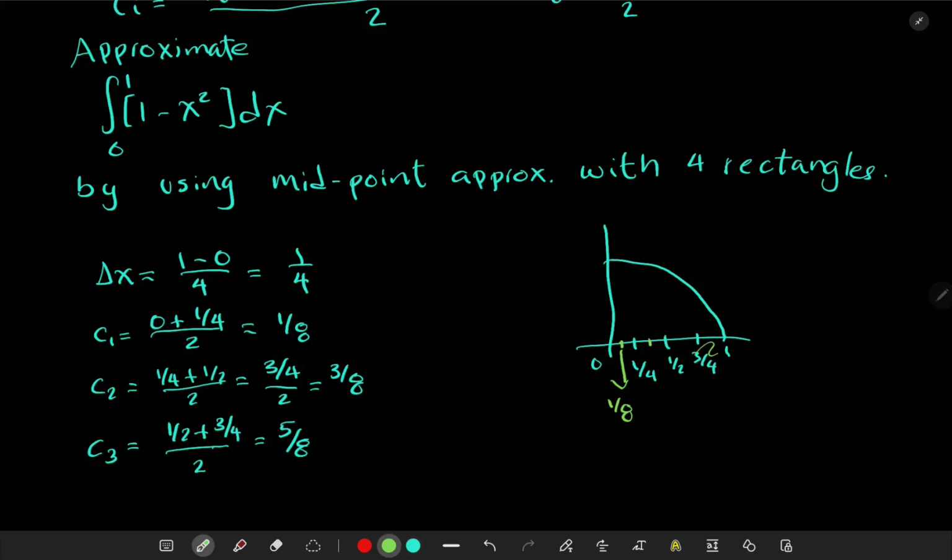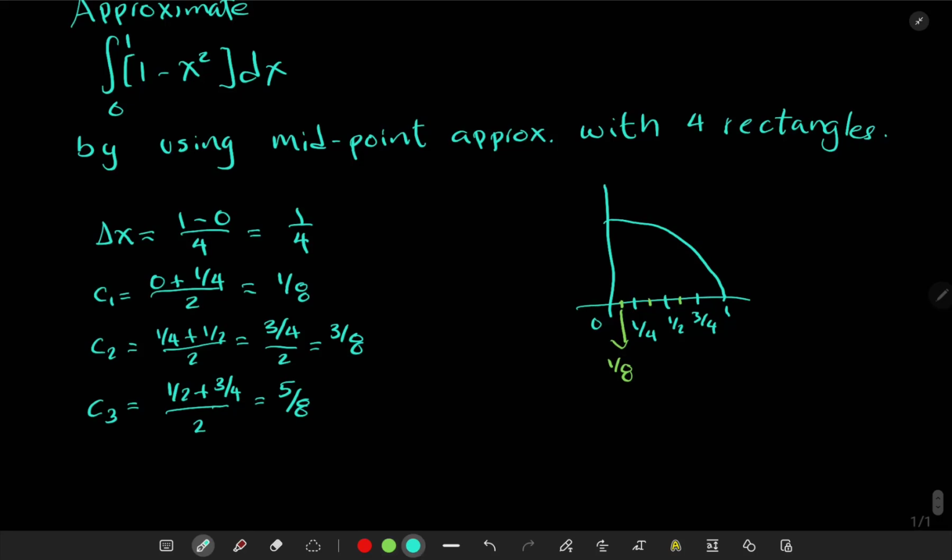That's going to be my value here. And then I'm going to have C4. Don't say that out loud in an airport. 3/4 plus 1 is 2. This is 4/4 and 3/4 is 7/4 over 2, 7/8. All right, so those are my values here in the middle.